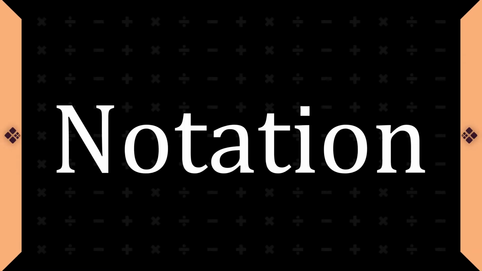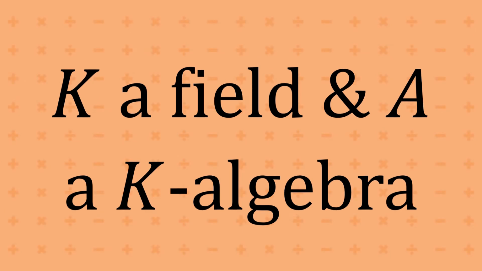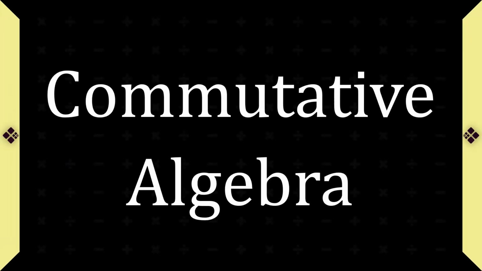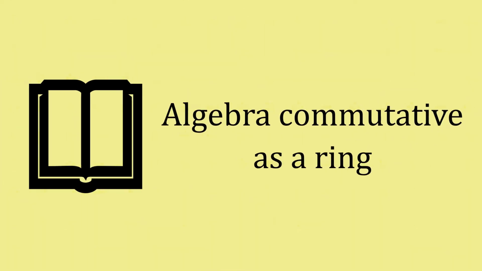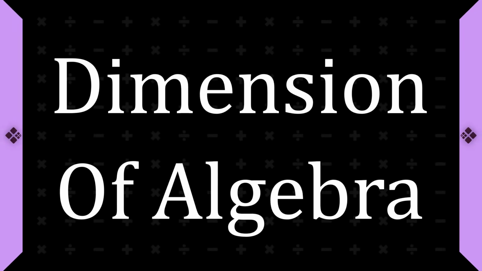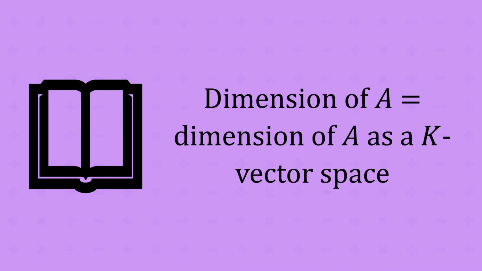Before we go any further, let's give some notation for this video. Throughout the rest of the video, K always represents a field and A always represents a K-algebra. Now, the definition of an algebra motivates defining a commutative algebra, which is when the algebra is commutative as a ring. Similarly, the definition of an algebra also motivates defining the dimension of an algebra, where the dimension of A is the dimension of A as a K vector space.